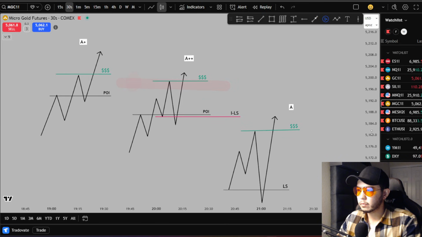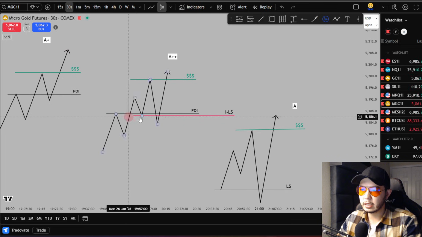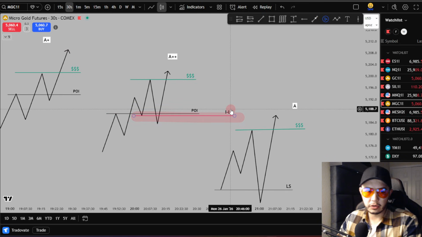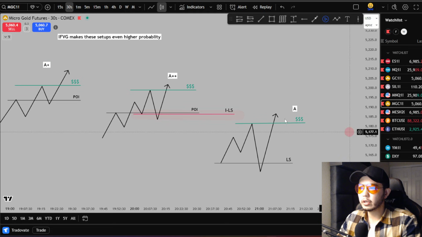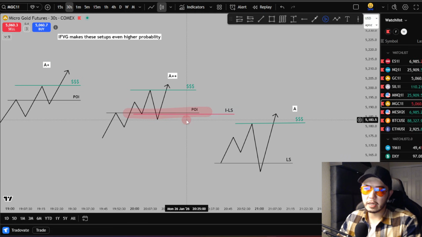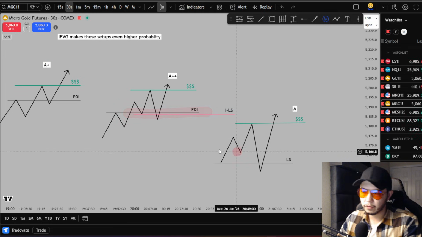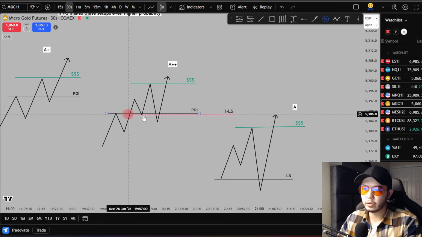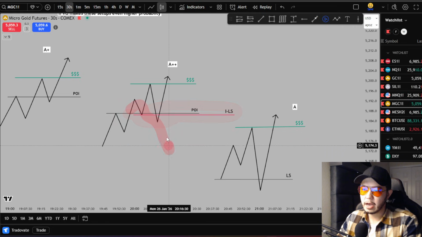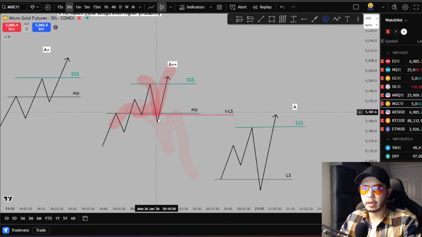So the way you can target this is, I call them ILS, internal liquidity sweep. So internal liquidity sweeps are always in the middle, whether you're going down or going up, they're always somewhere in the middle. Because when we are going down, they always come sweep that and continue. When we are going up, same thing. They go and sweep that area.